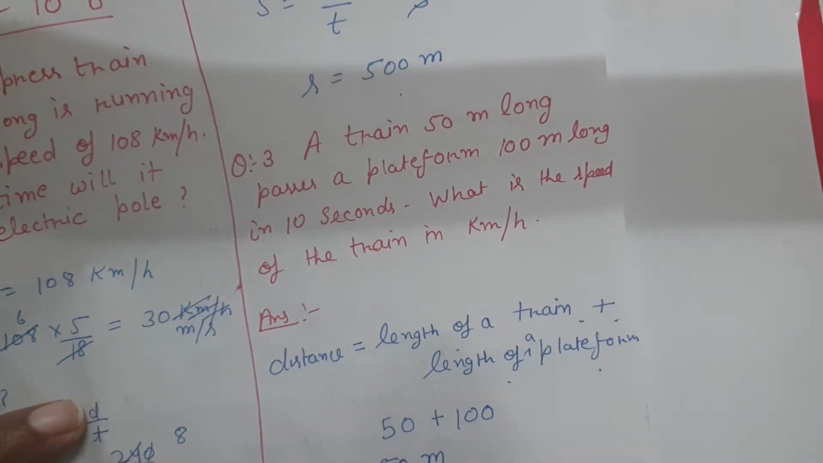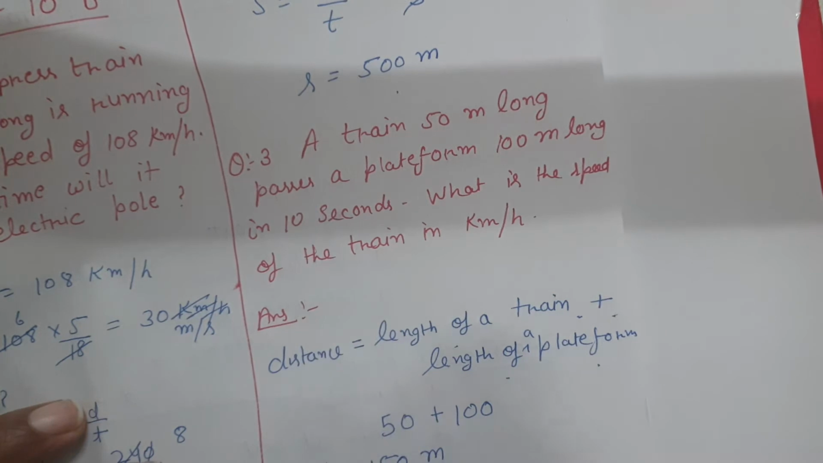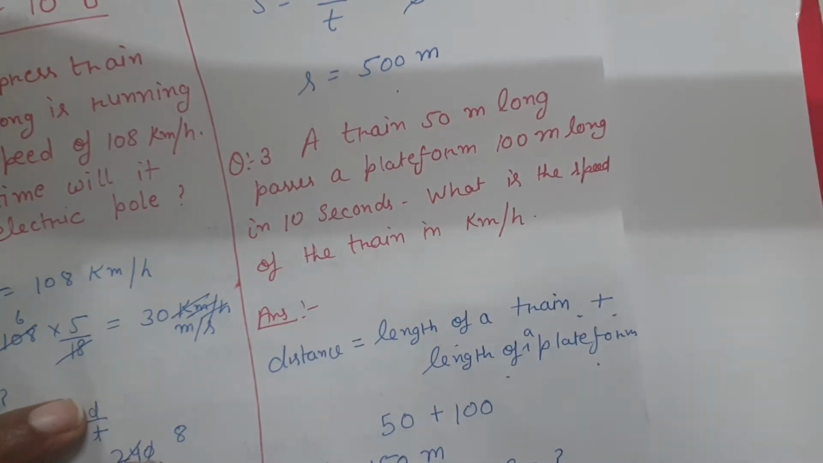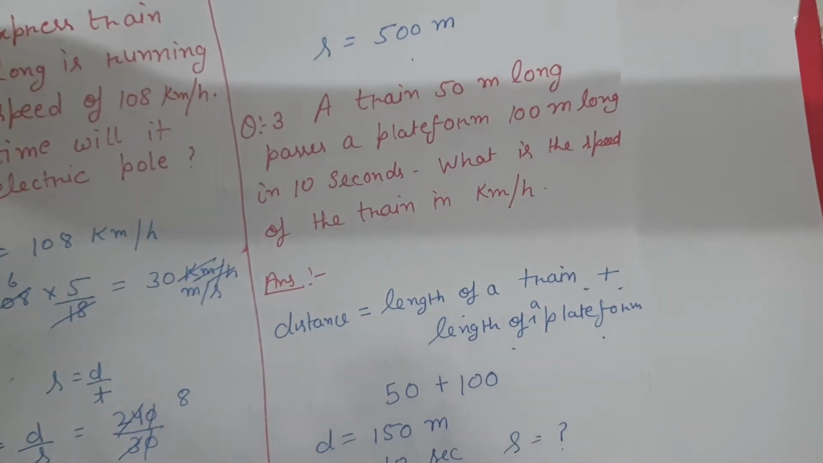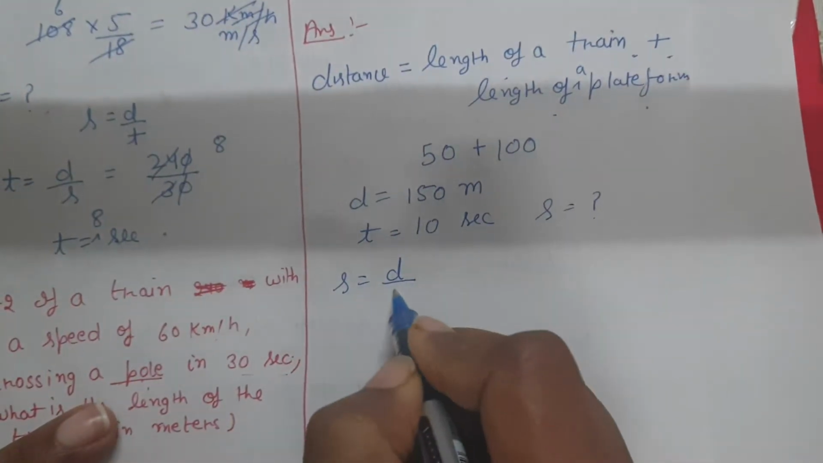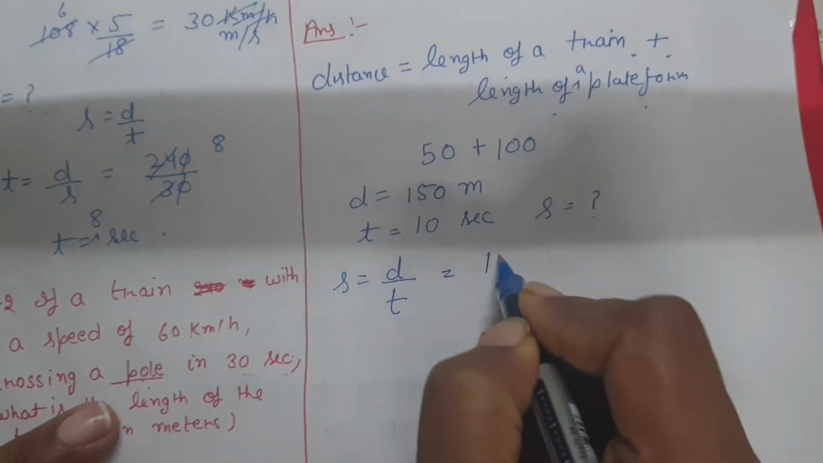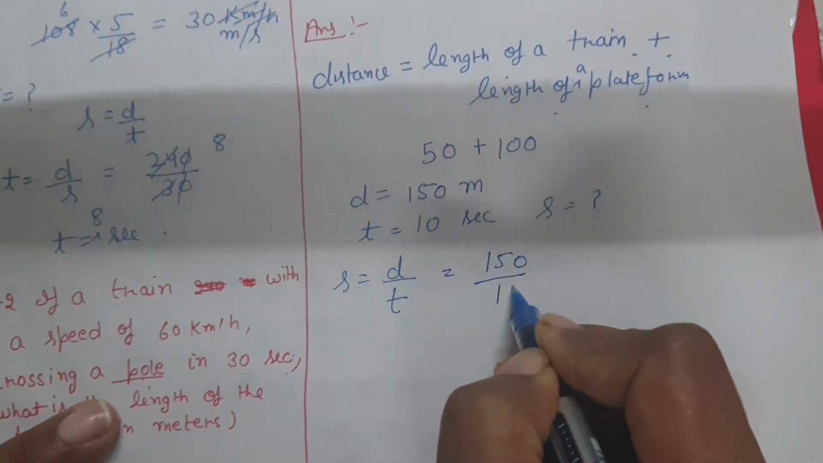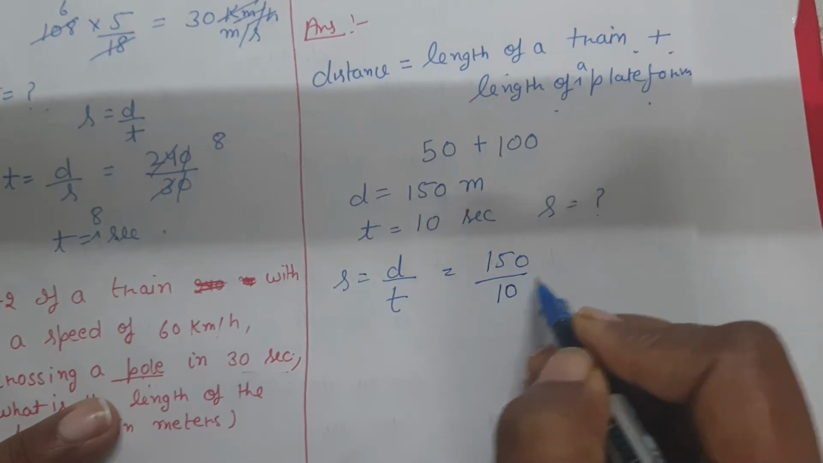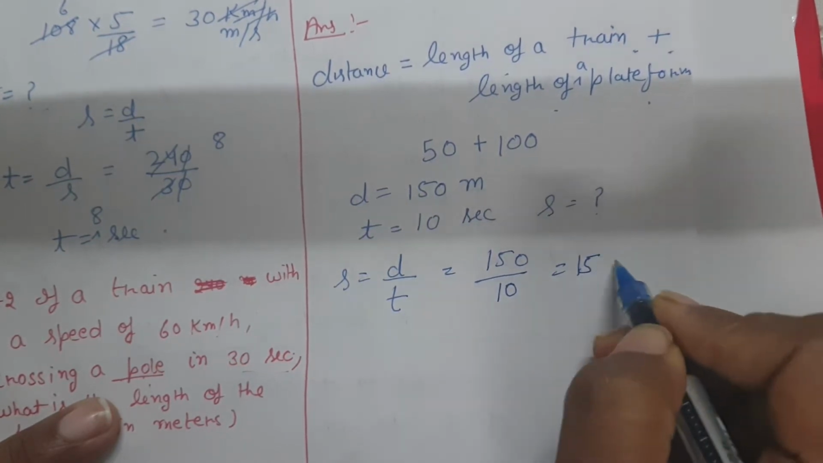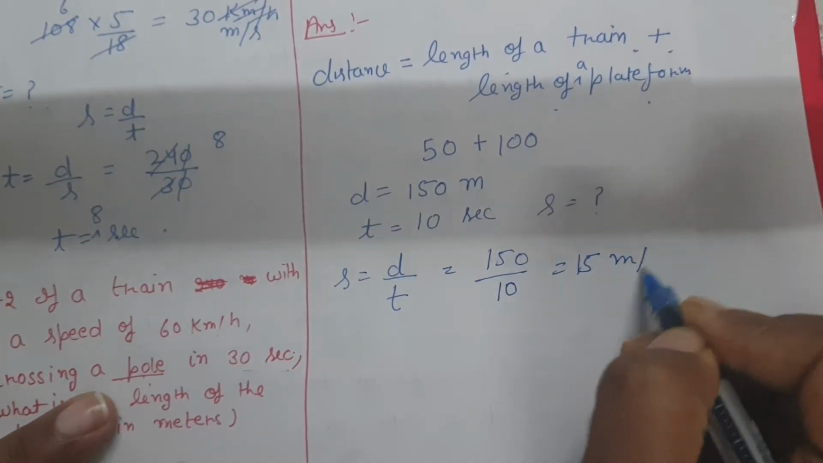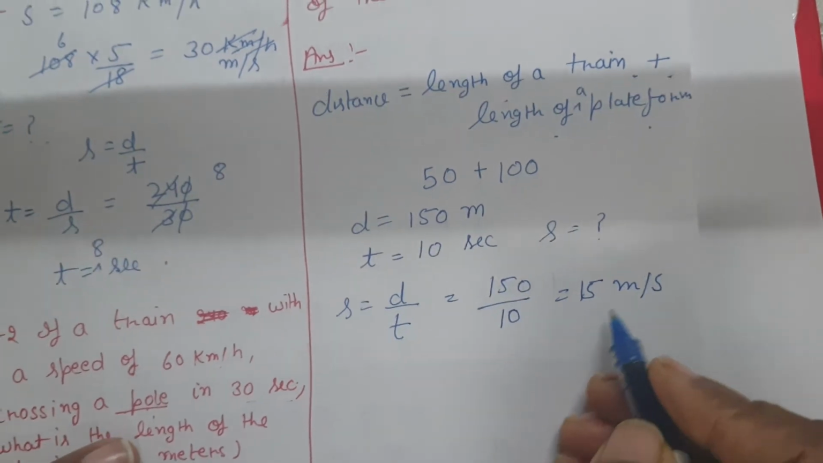And now we know t is 10 seconds. So we have to find out the speed. So s equals d upon t. Applying the formula s equals d upon t, so d is 150 upon 10. Okay. And now the answer is 15 meter per second. The speed is 15 meter per second.